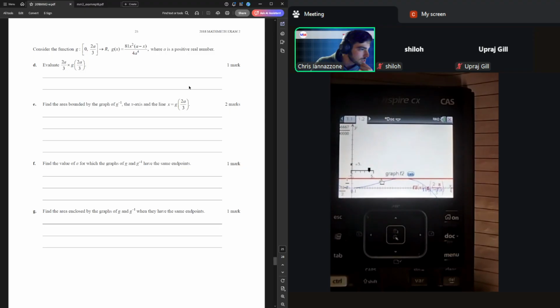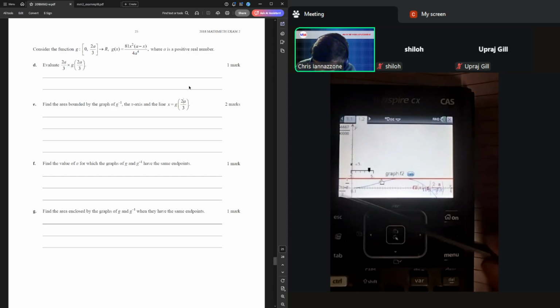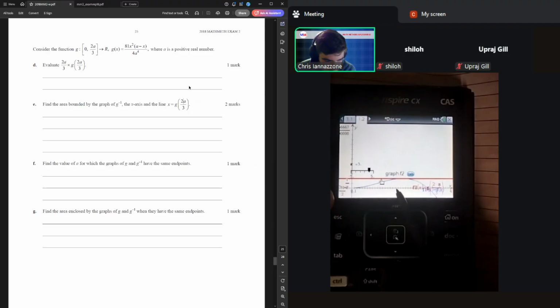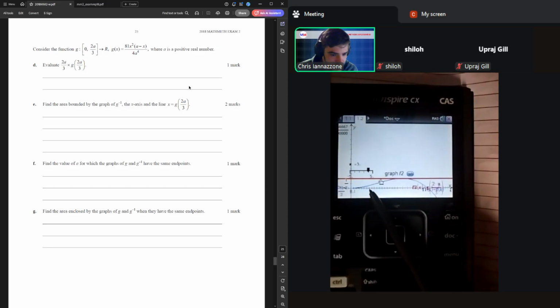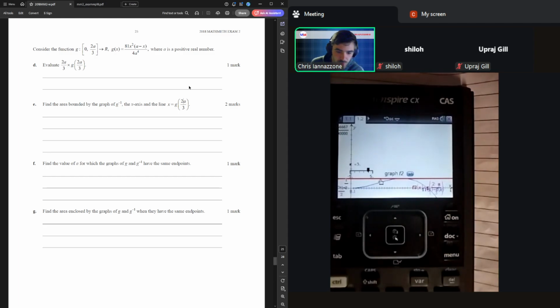Which brings us to why D was important. 2a on 3 times g of 2a on 3. That will be like saying, hey, this distance horizontally from here to here, this x coordinate of that turning point was 2a on 3. The height is g of 2a on 3. So in other words, doing that evaluation in part D gave us the entire box. From there, there's a couple ways we can take it. We could just do the integral of the blue line and then subtract that from the answer to D. Or we could ignore that entirely and just say, yep, top take bottom, this one minus this one from 0 to 2a on 3.